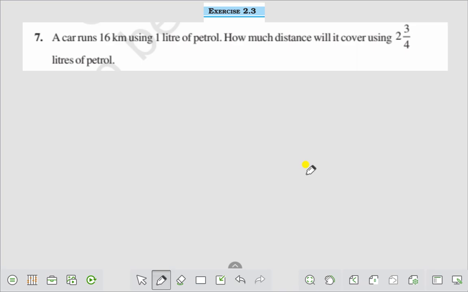Hello everyone. Today we shall discuss exercise 2.3 question number 7. A car runs 16 km using 1 liter of petrol. How much distance would it cover using 2 whole 3 by 4 liters of petrol? Right.